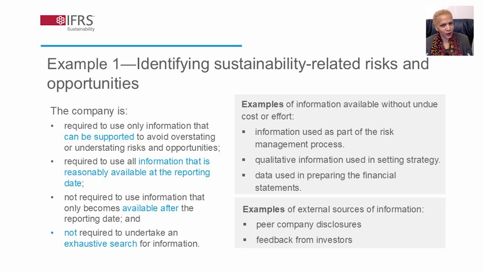In considering other information as part of its assessment of its circumstances or of what constitutes available and supportable information without undue cost or effort, which includes considering the cost or effort to obtain information against the benefits of the information to primary users, the following information might also be used. Firstly, information from a peer company's disclosures for public listed companies, or secondly, feedback from engaging with investors in identifying an entity's sustainability-related risks and opportunities.